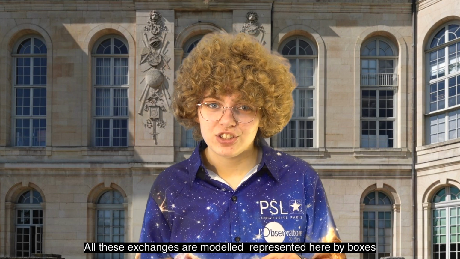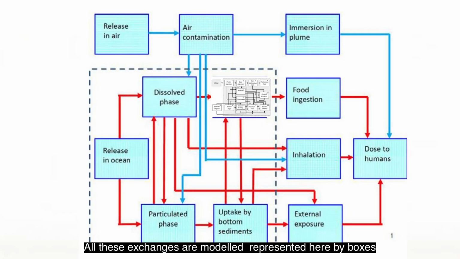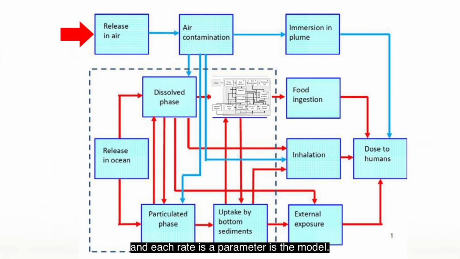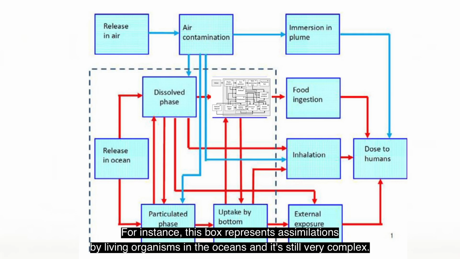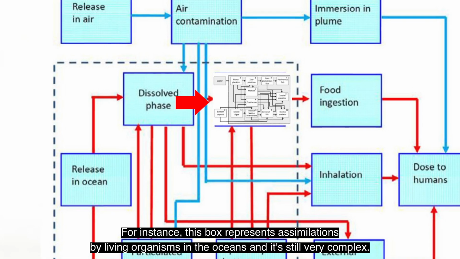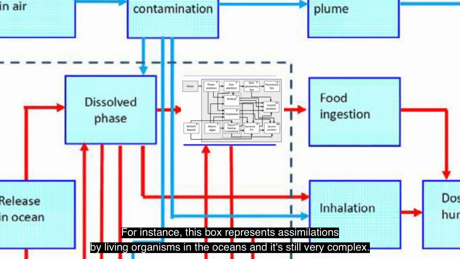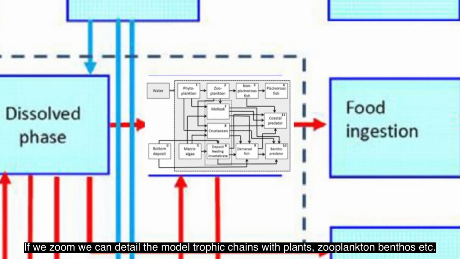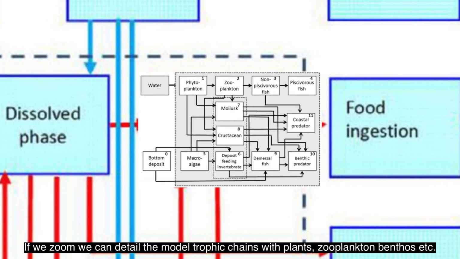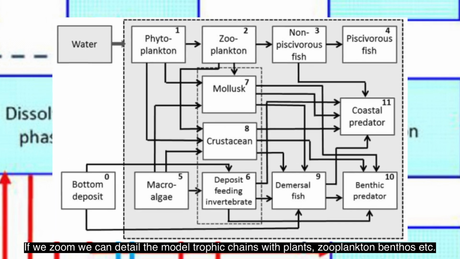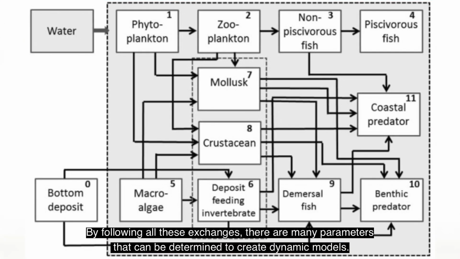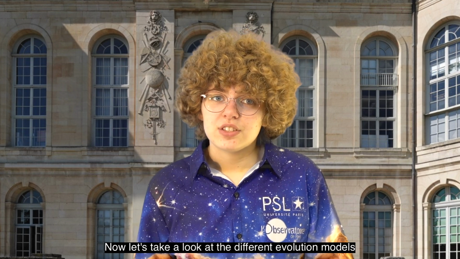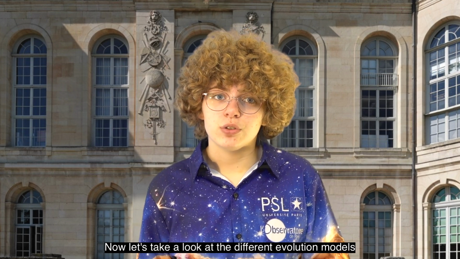All these exchanges are modeled, represented here by boxes, and each rate is a parameter in the model. For instance, this box represents assimilation by living organisms in the oceans, and it's still very complex. If we zoom, we can detail the model's trophic chains with plants, zooplankton, benthos, etc. By following all these exchanges, there are many parameters that can be determined to create dynamic models. So now, let's take a look at the different evolution models.